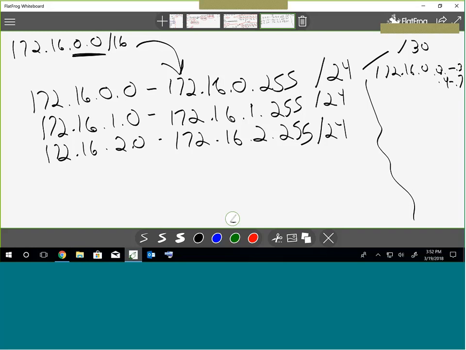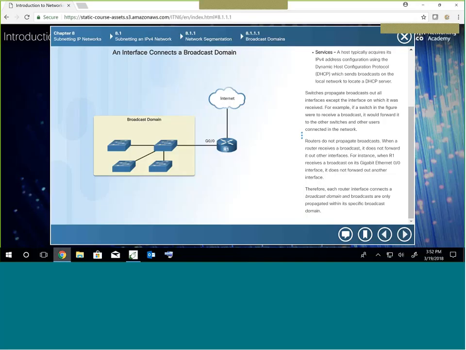This is VLSM. This is the ability to not have to worry, not look at things from the standpoint of Class A, Class B, Class C, but I am going to break the networks down to whatever I need in order to make it work. Questions?